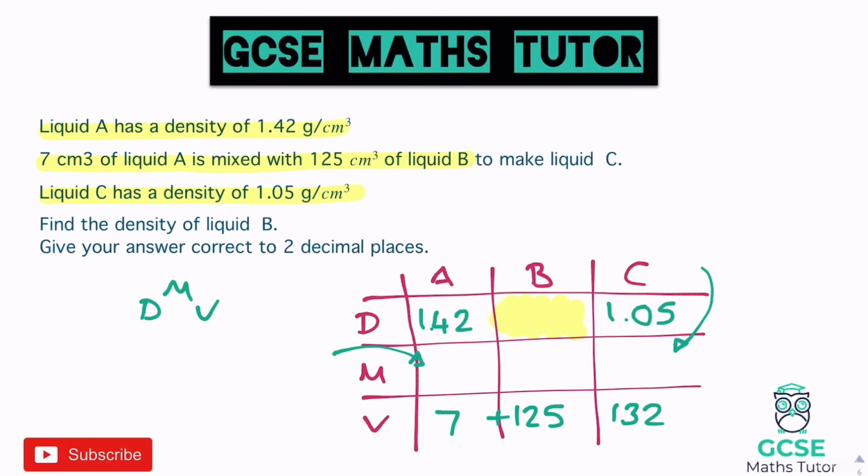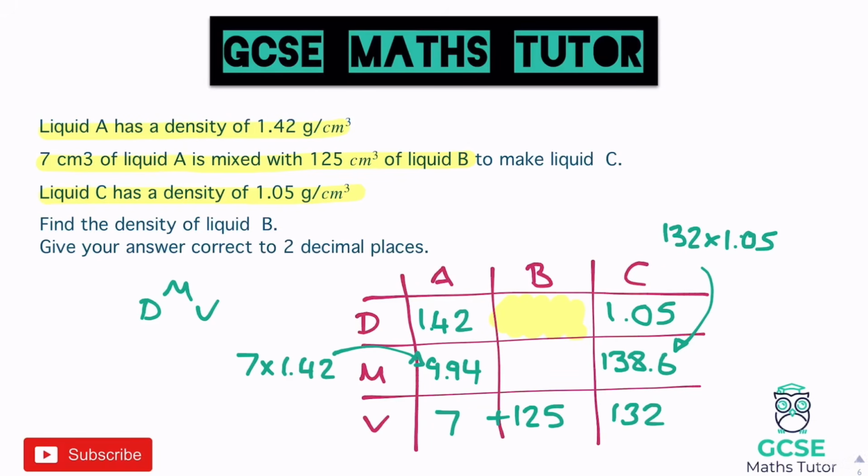So density is mass over volume, mass is density times volume. So we're going to times them together. So 7 times 1.42 for the first one, and that gives us a total there of 9.94. There you go, so 9.94. And the other one there, we've got 132 multiplied by the 1.05. There we go, and 132 times 1.05 is 138.6.